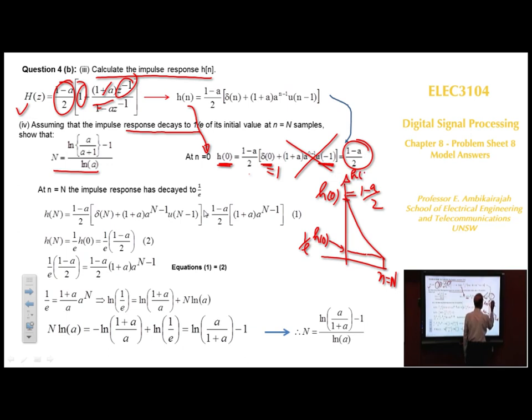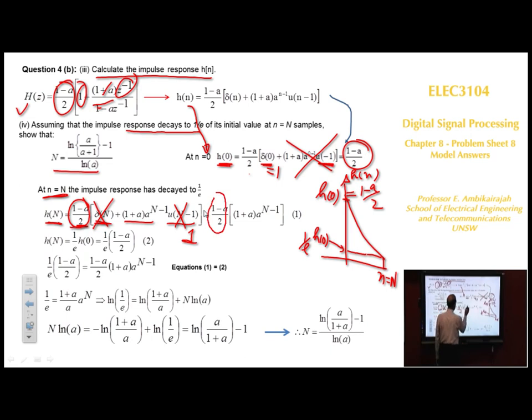That's your impulse response. The next part says at n equal to capital N, you substitute h[N] equal to 1 minus a over 2, times delta N, that times that. Delta N will be 0 because delta 0 is 1, and here this will be equal to 1. So you will end up with 1 minus a over 2 times 1 plus a to the N minus 1. That's your equation 1. That is your h[N].